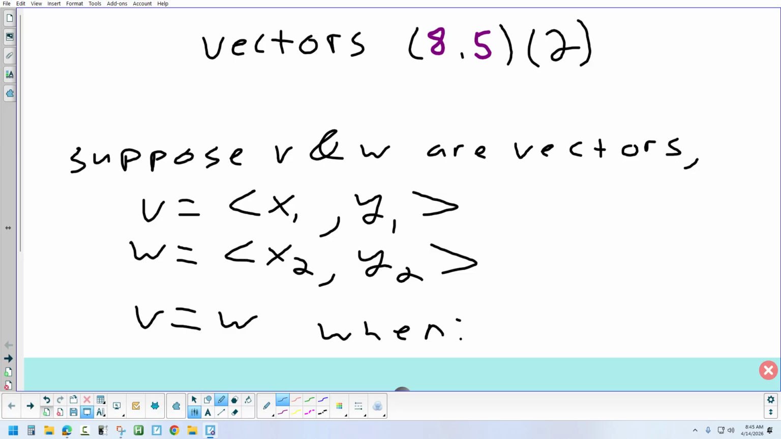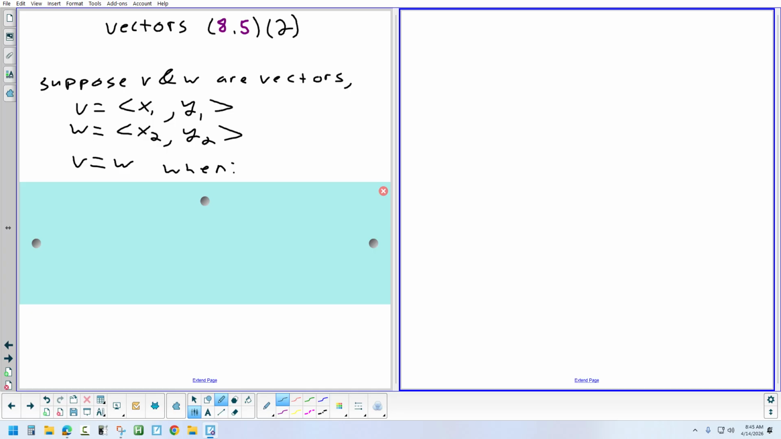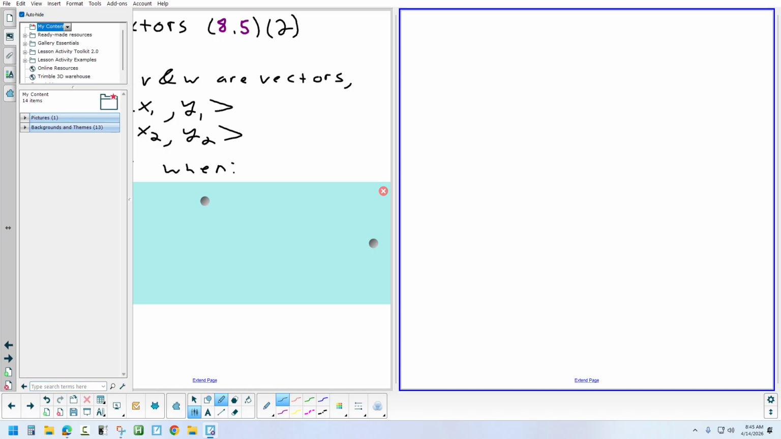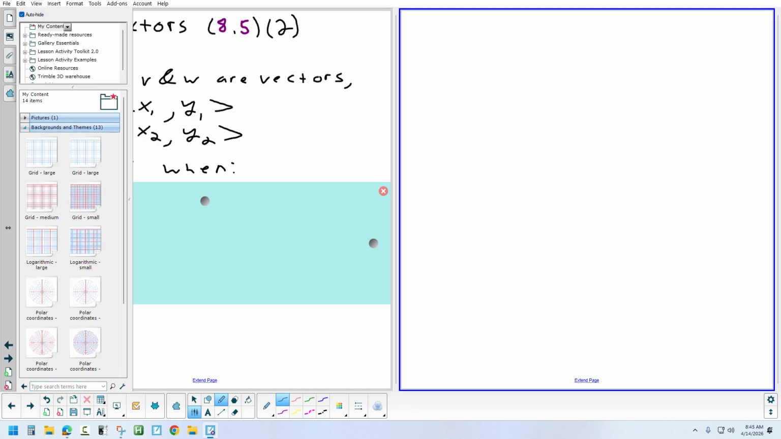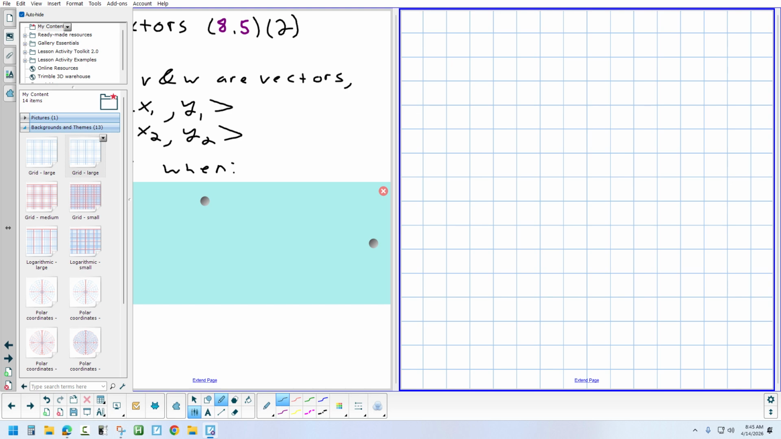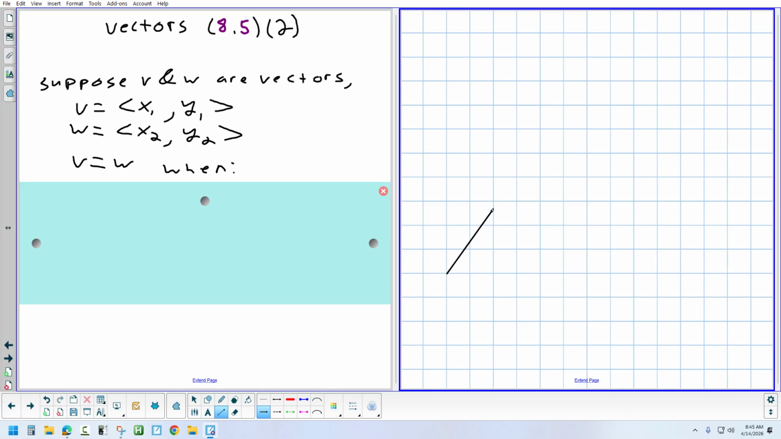Let's go like this. Okay, let's do this on a grid. So I'm going to draw this vector like that, and then I'm going to do one over here like that. Okay. So what do we think? We think those two vectors are equal to each other.